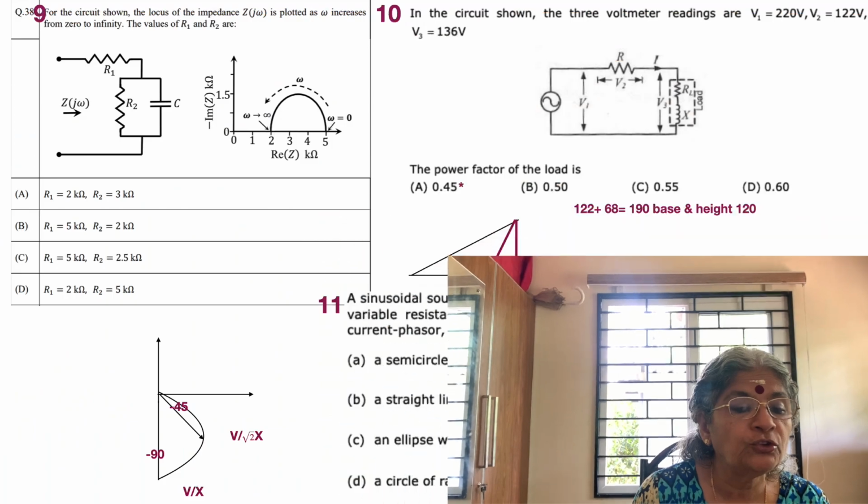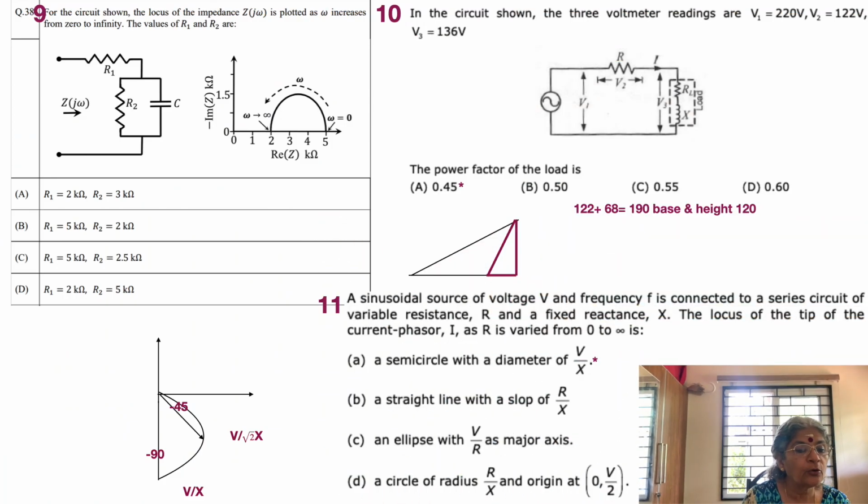For the circuit shown, we have an input resistance R1, and then a combination of R2 and C in parallel. When you apply a voltage and the current flows through it, you get an impedance Z(jω). Of course, it depends upon omega. We also have the real value of Z and the imaginary value of Z, plotted as functions of omega.